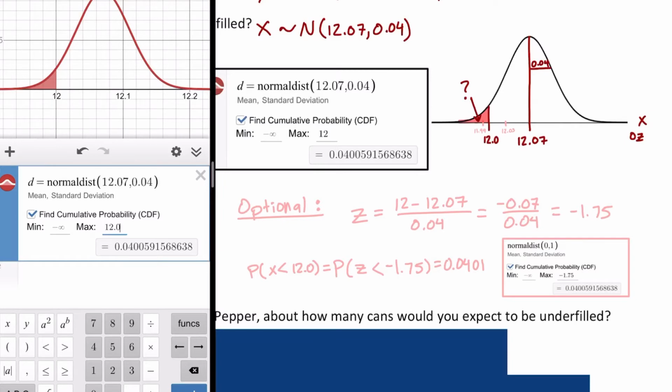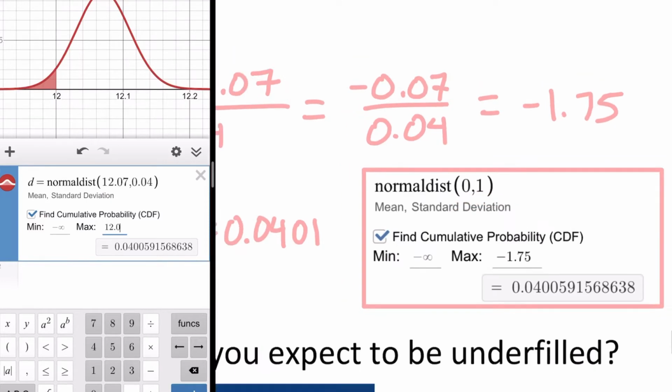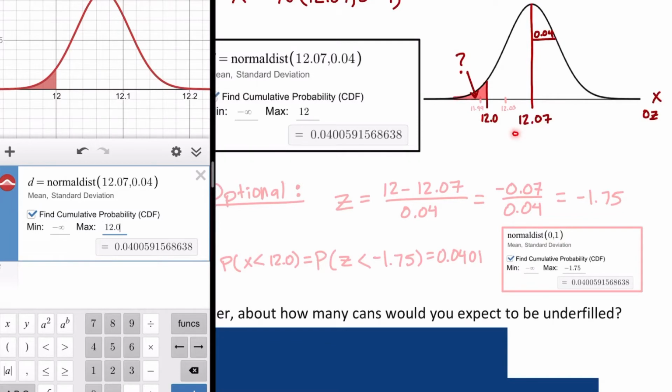We could have stuck with the normal distribution being my standard normal distribution, a mean of 0, standard deviation of 1, and convert my 12.0 ounces using my mean and standard deviation in context into a z-score. So I do 12 minus the mean divided by the standard deviation.